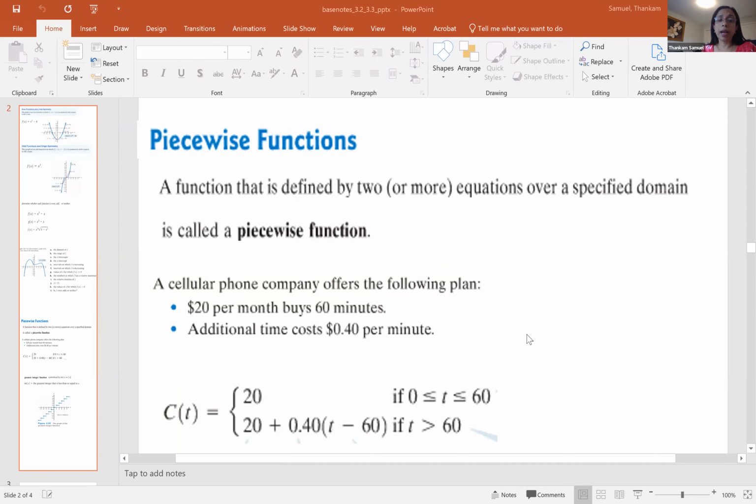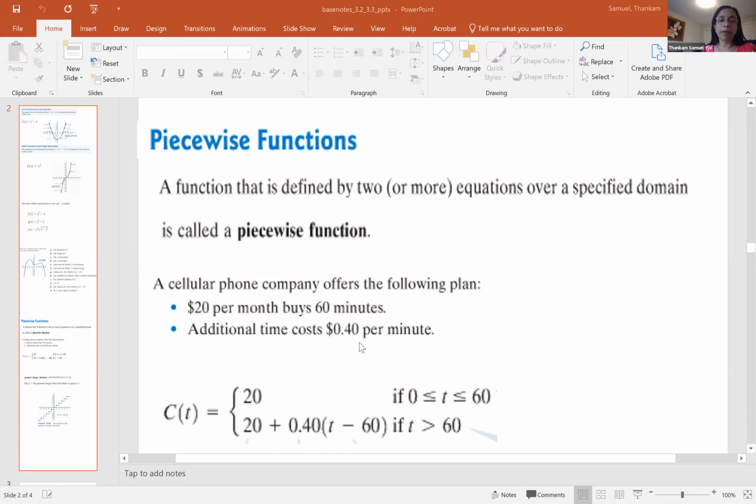Let's look at a real-life example. A cellular phone company offers the following plan. $20 per month buys 60 minutes. Additional time costs 40 cents per minute. So let's see how we can set up an equation based on this problem.